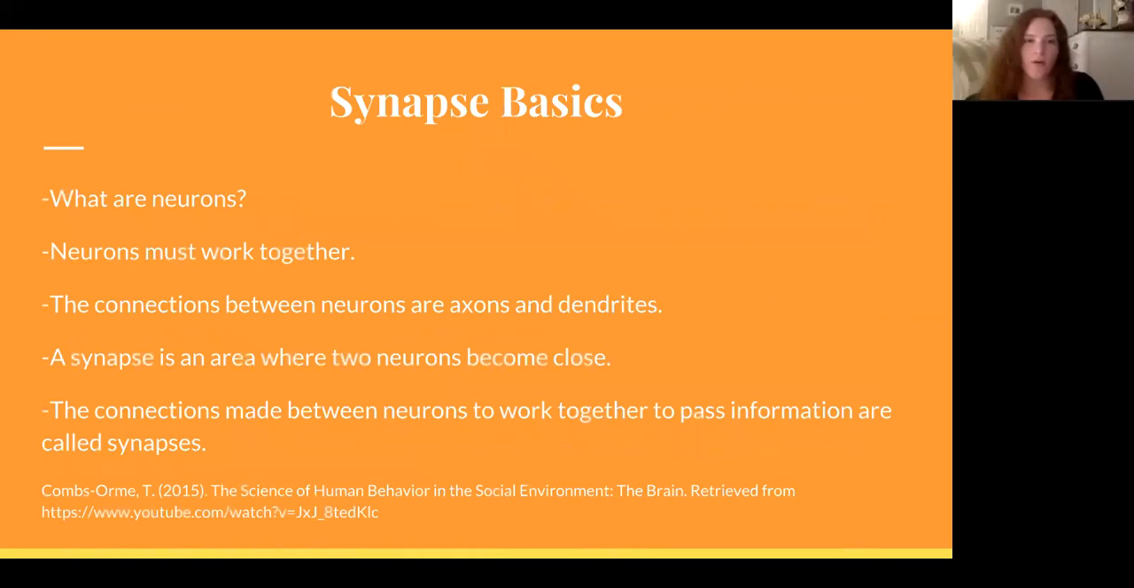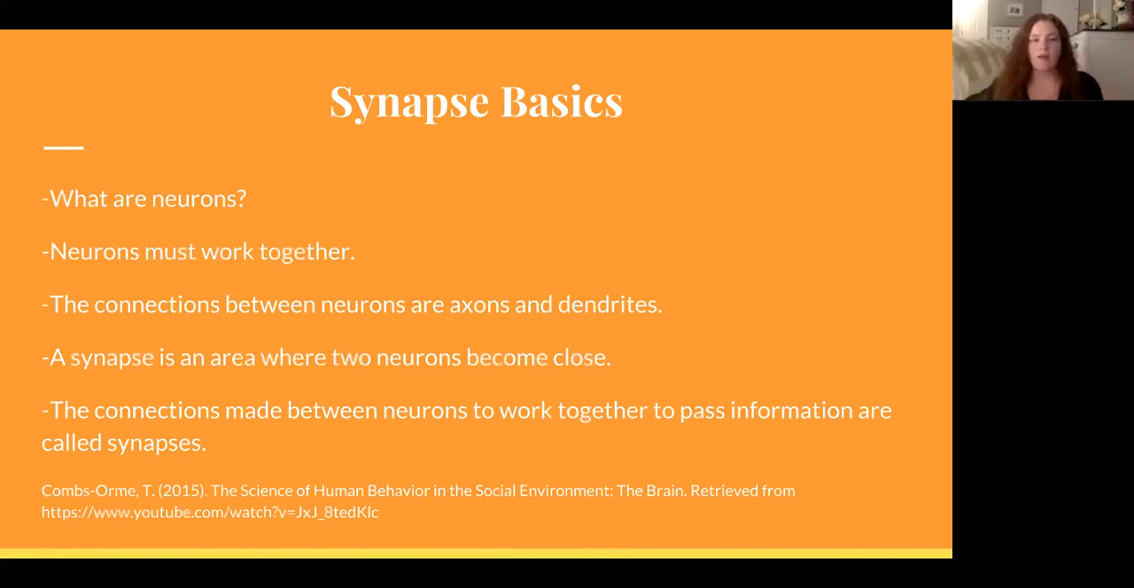Okay, so neurons are brain cells, and to be able to accomplish their purpose, they have to work together. The connections between them are made from their axons and dendrites, located on two different neurons. Even though they're not actually touching for this connection to happen, they're microscopically close.